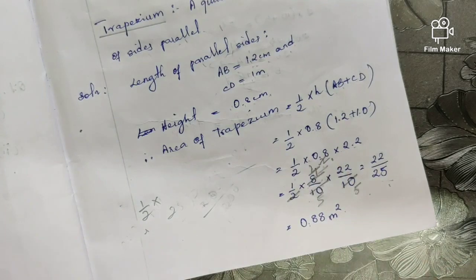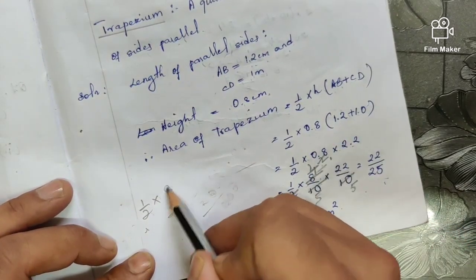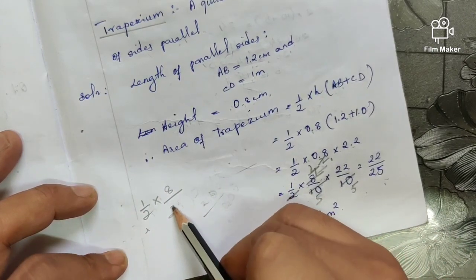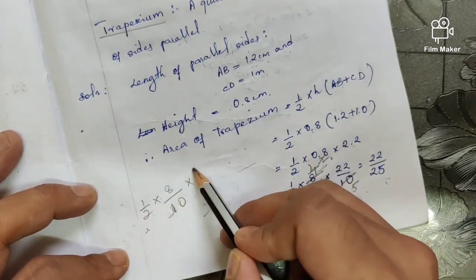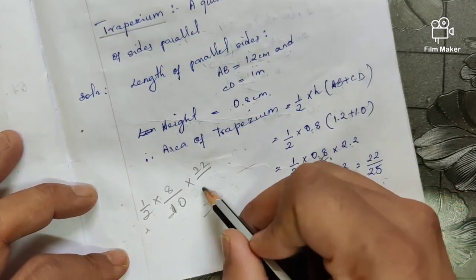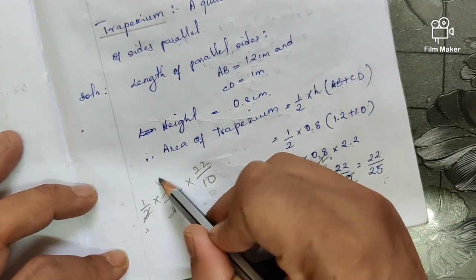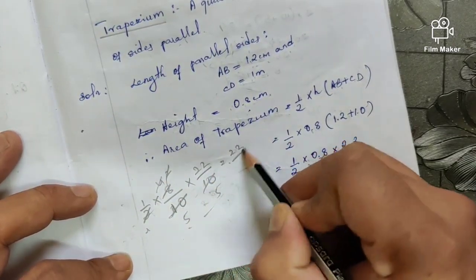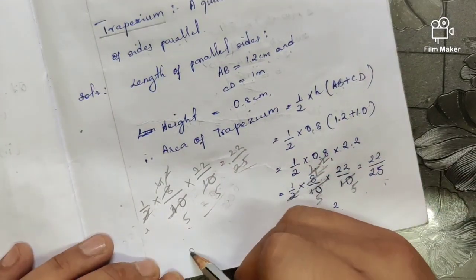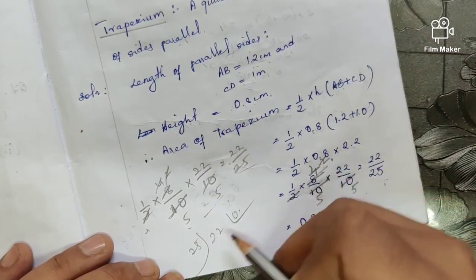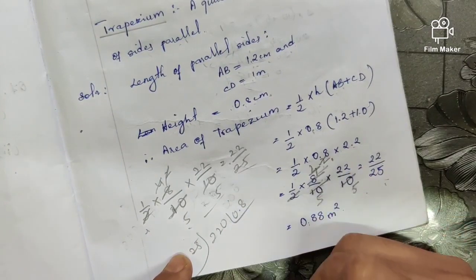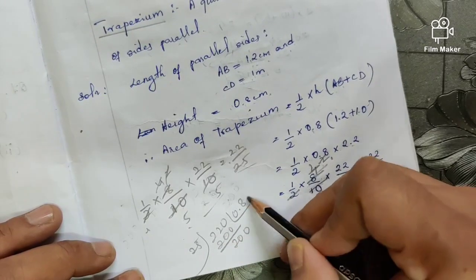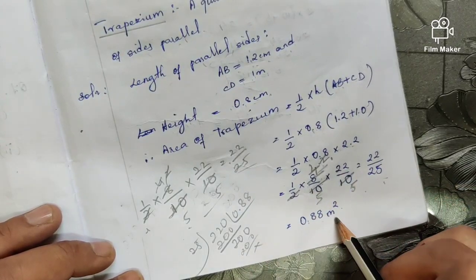After that, like I said before, we have a decimal number, so we have to convert it into a fraction. That is 0.8 is 8 by 10, because after the decimal there is one digit. And 2.2 is 22 by 10, reduce: 2 fours are 8, 2 twos are 4, 2 fives and 2 ones, so 4 by 5 and 22 by 10 becomes 11 by 5. Then multiplying gives 0.88 meter square.